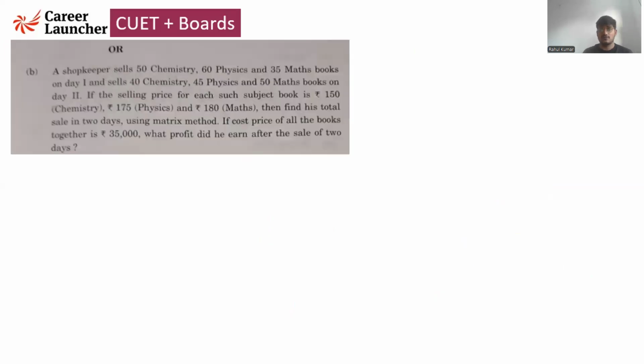The next problem is again from the matrix method. You can either solve the previous part or this part, so let's solve this one. A shopkeeper sells chemistry, physics, and math books. Here is the day one data and here is the day two data.